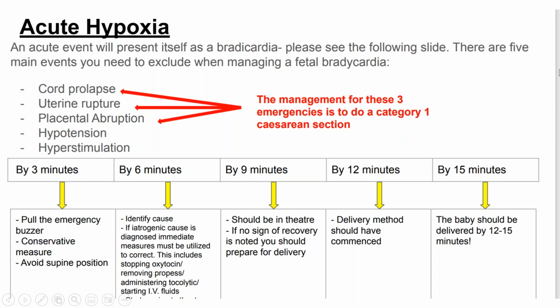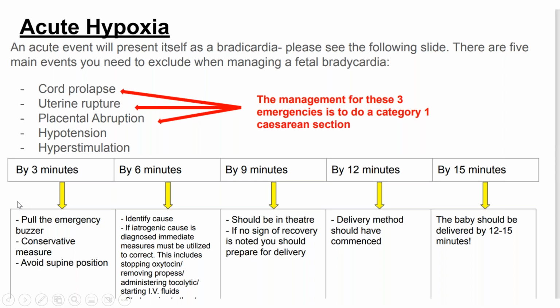Usually we divide the cesarean section in three ways. Category 1, you have to do it within 30 minutes. Category 2, you can do it within 1 hour. Category 3 can be done within 24 hours. And category 4 means this is the elective case. So if you see any of these three things, like cord prolapse, scar rupture, or abruption, go for category 1 cesarean section.